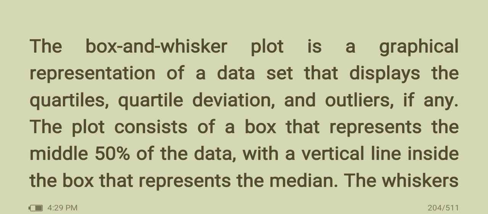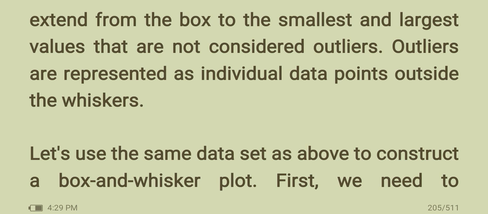The box and whisker plot is a graphical representation of a data set that displays the quartiles, quartile deviation, and outliers, if any. The plot consists of a box that represents the middle 50% of data with a vertical line inside the box that represents the median. The whiskers extend from the box to the smallest and largest values that are not considered outliers. Outliers are represented as individual data points outside the whiskers.